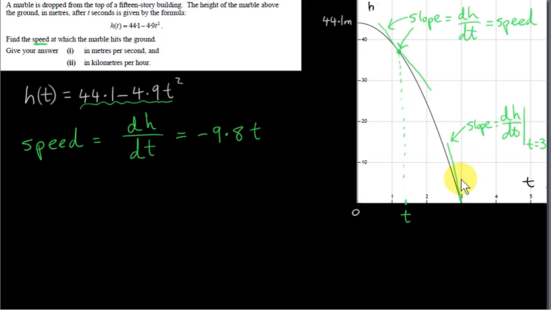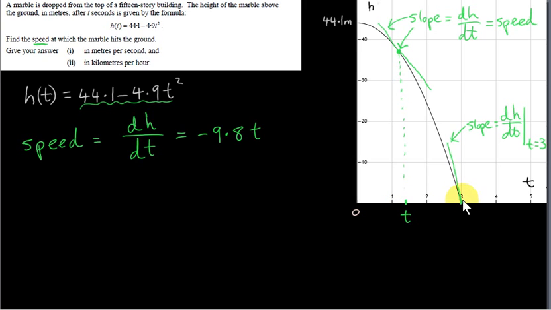Now we are interested in the speed at which the marble hits the ground. So this is the speed just before it hits the ground. Obviously when it hits the ground, the speed changes drastically. So you need to imagine the speed of the marble just before it hits the ground. At the instant before it hits the ground, its height, you could say, is 0. Well, it's slightly more than 0, but it's so small we can say its height is 0 at that instant.